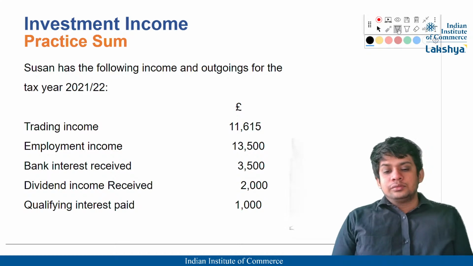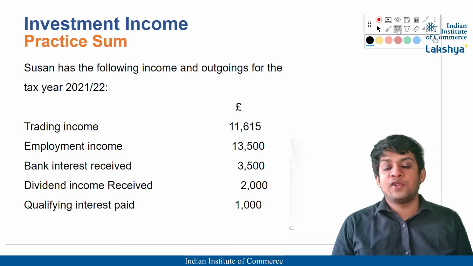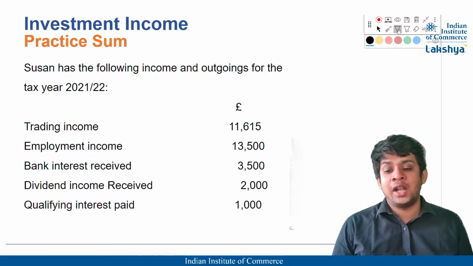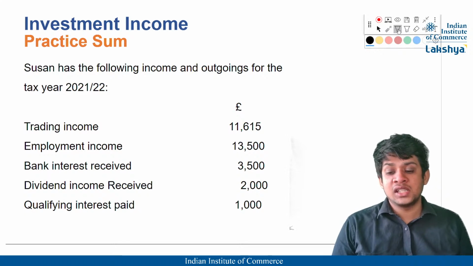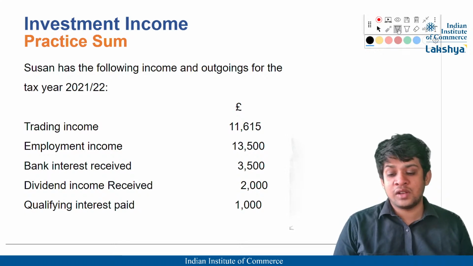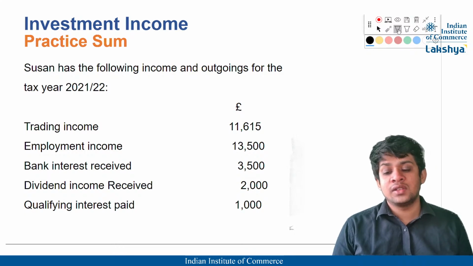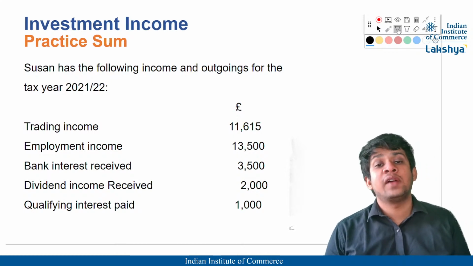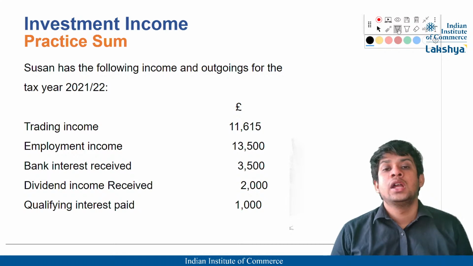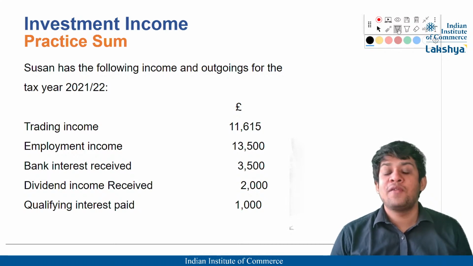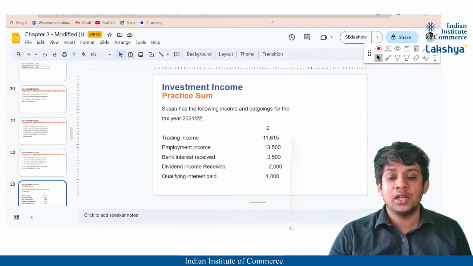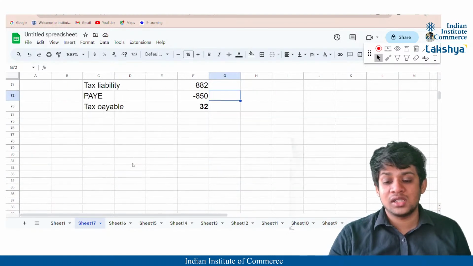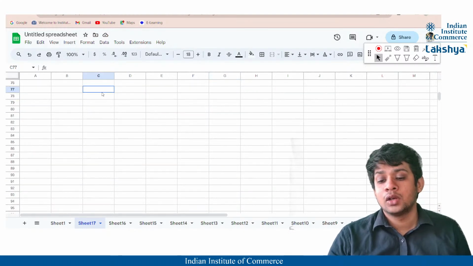Okay, guys. Susan has the following income and outgoings for the tax year 2021-22: her trading income is 11,615, employment income is 13,500, the bank interest she has received is 3,500, her dividend income received is 2,000, and she has paid certain qualifying interest. Qualifying interest, always remember, shall be deducted as a relief before taking into consideration the personal allowance. Let us calculate what will go where: what is in my non-savings head, what is in my savings income head.